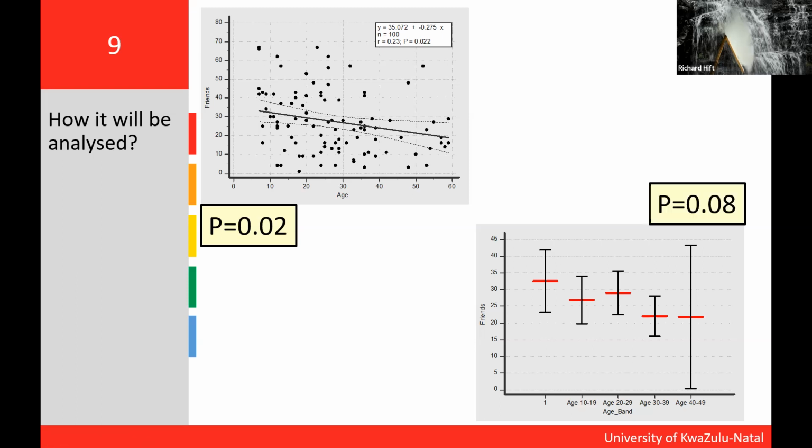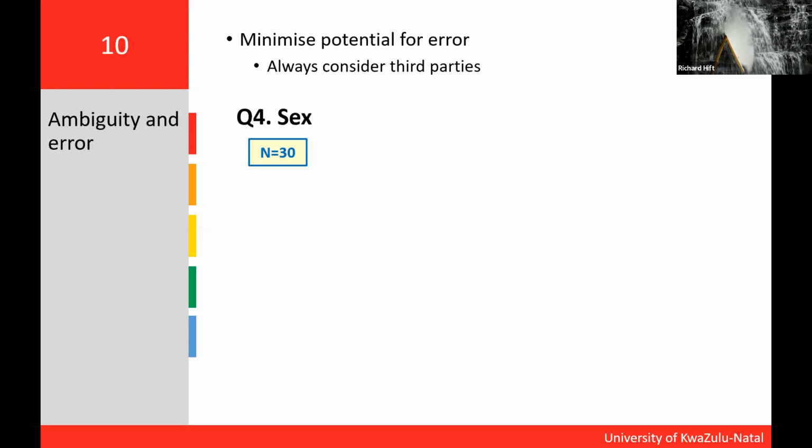Right, so that was actually not significant. Minimize the potential for error. This is obviously particularly a problem when it comes to things like questionnaires. Okay. Always consider third parties.